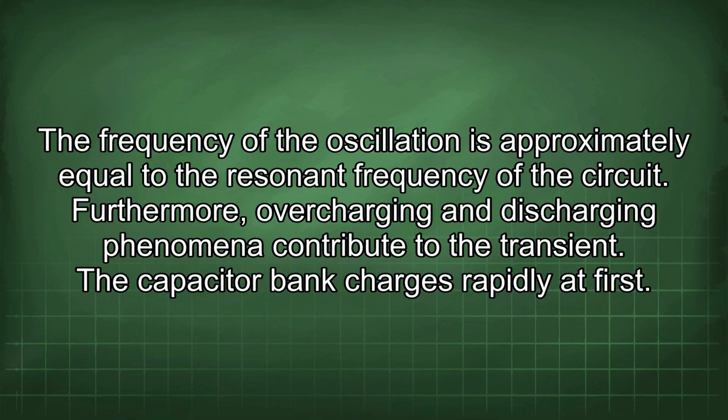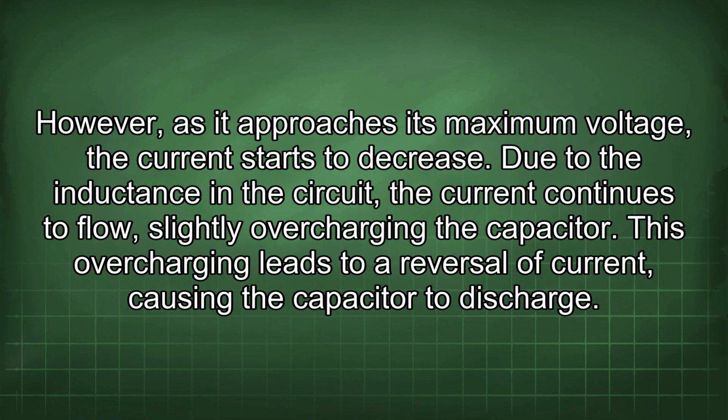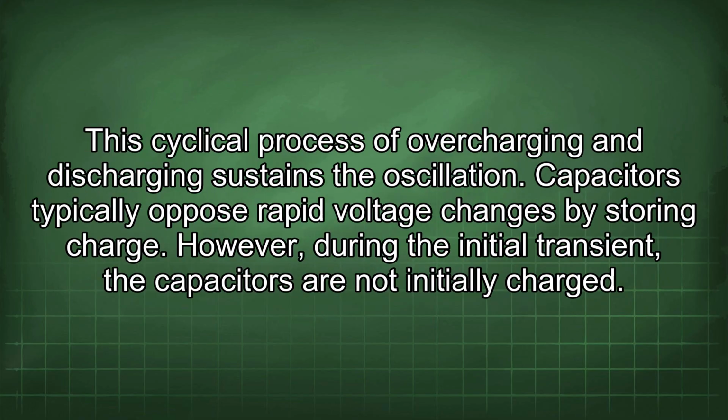Furthermore, overcharging and discharging phenomena contribute to the transient. The capacitor bank charges rapidly at first. However, as it approaches its maximum voltage, the current starts to decrease. Due to the inductance in the circuit, the current continues to flow, slightly overcharging the capacitor. This overcharging leads to a reversal of current, causing the capacitor to discharge. This cyclical process of overcharging and discharging sustains the oscillation.